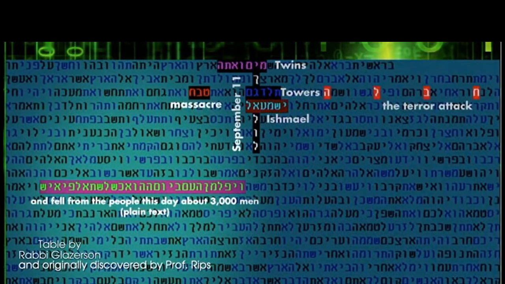This is about the Twin Towers. It says at the top of the page, Twin Towers Massacre, September 11th, the terror attack. And then right beneath all of that cluster of codes, highlighted, it says, "And fell from the people this day about 3,000 men." And if I remember right, it was like 2,997 people died that day, and that's what the scripture said 3,300 years ago. So that's an incredible table.